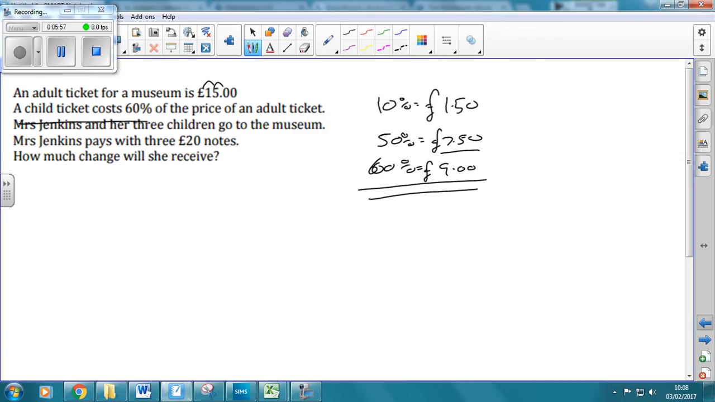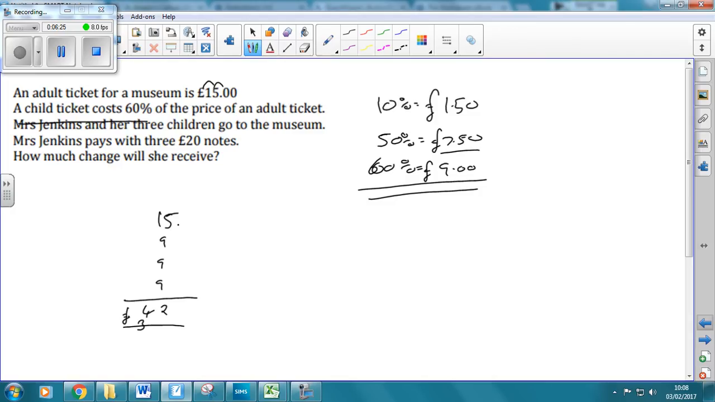Now we've got Mrs. Jenkins and her 3 children going to the museum. So it's going to be £15 for her ticket. And then we've got £9, £9 and £9 for the 3 kids. So we add that together. 9 plus 9 plus 9 is 27. Plus 5 is going to be 32. Plus 2, carry the 3. 3 plus 1 is 4, so it's going to be £42. So that's going to be the cost of all 4 of them going.